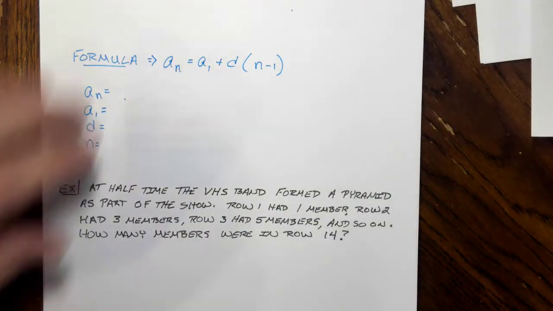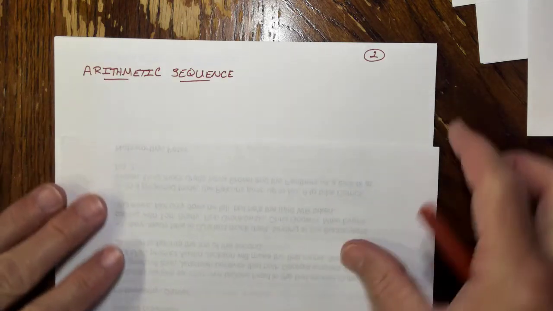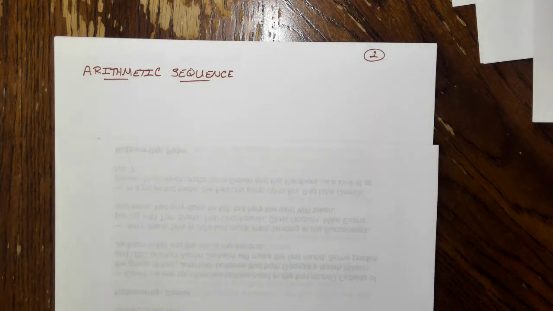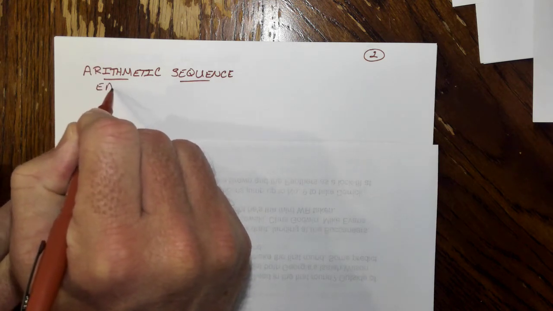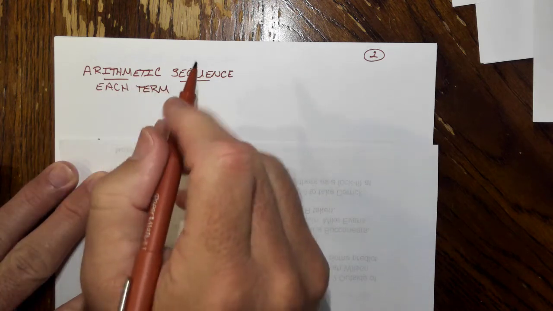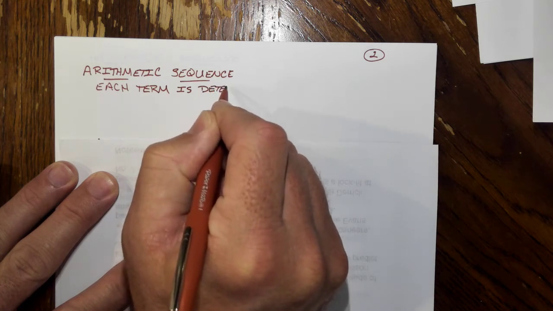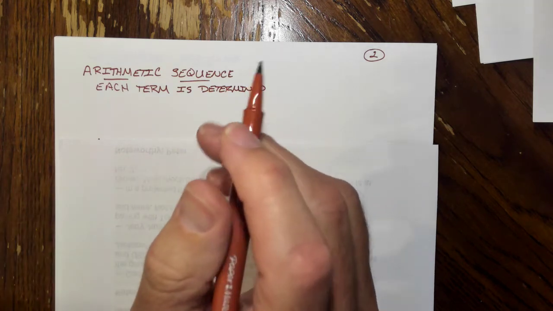All right, page 2. So what is an arithmetic sequence? There are different types along with just being finite and infinite. We have what are called arithmetic and geometric. Arithmetic is based on the pattern that you find. So in an arithmetic sequence, each term is determined by adding a constant value.